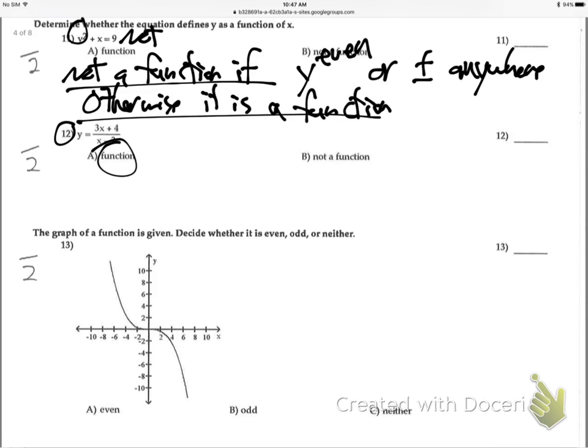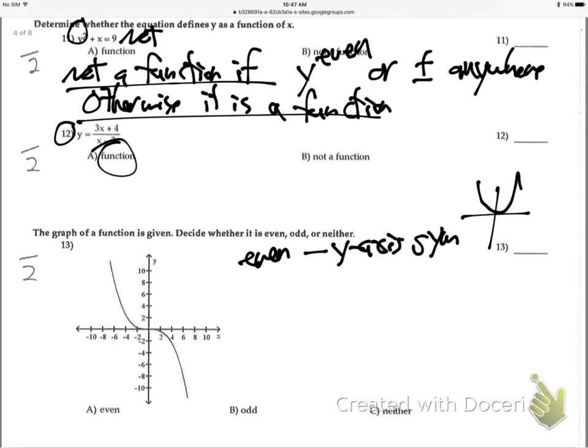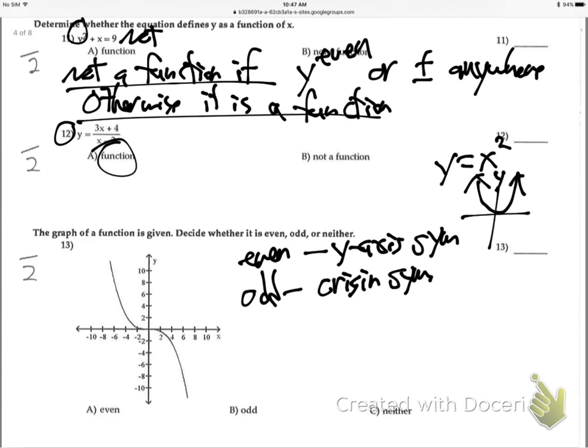All right, last one. Even, odd, or neither by looking at a graph. How do you decide even, odd, or neither? By looking at a picture. Remember, even is y-axis symmetry, kind of like y equals x squared. That's what we call it even, because it's even-powered kind of thing. Right, y-axis symmetry. Odd, what's odd? Well, that's origin symmetry. Remember, what's origin? 180-degree rotation, halfway around.